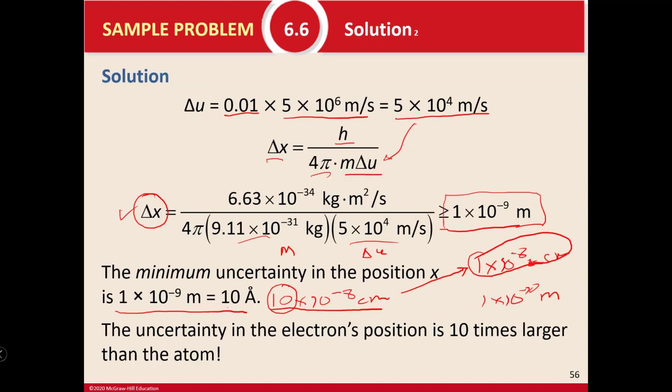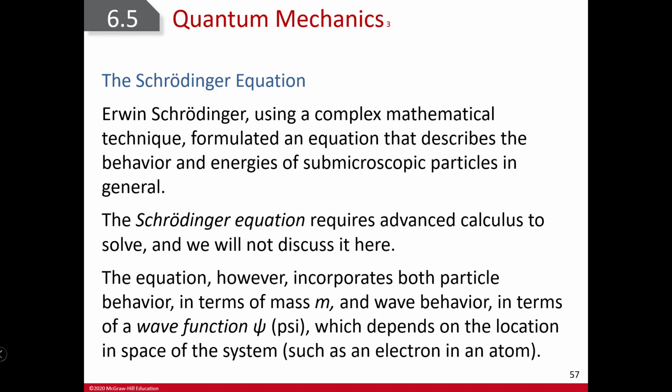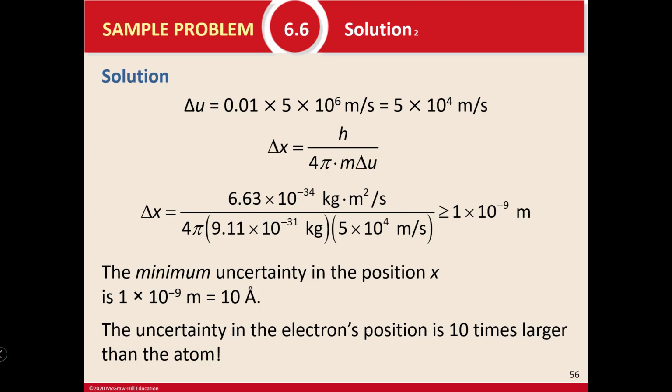All right, let me erase this, and then we'll come back and start filling it in here. So the variation in velocity, they said, was 1%. The variation in velocity is equal to 1% times the speed of the electron. So that's a pretty large variation, 5 times 10 to the 4th meters per second.